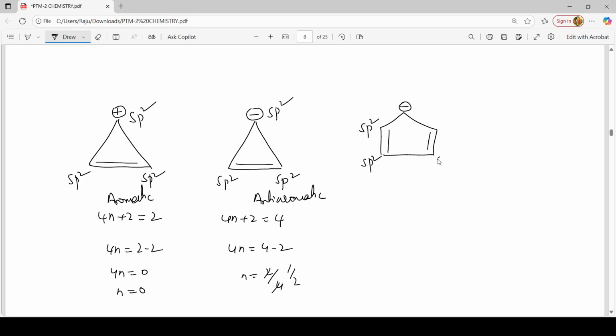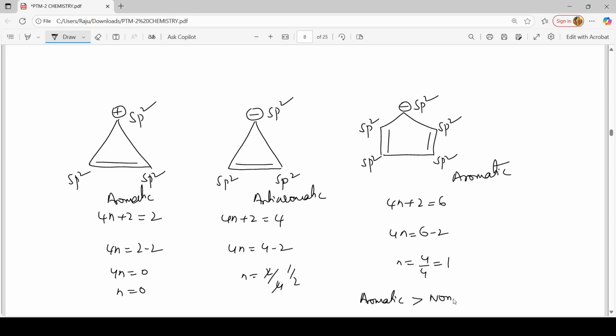Cyclopentadienyl anion: here the carbon atoms have sp2 hybridization. So 4n plus 2 is 6, 4n is equal to 6 minus 2, n is equal to 4 by 4, so this is 1. So this is aromatic. Students, generally, in the case of stability, aromatic is more stable than non-aromatic, and non-aromatic is more stable than anti-aromatic.